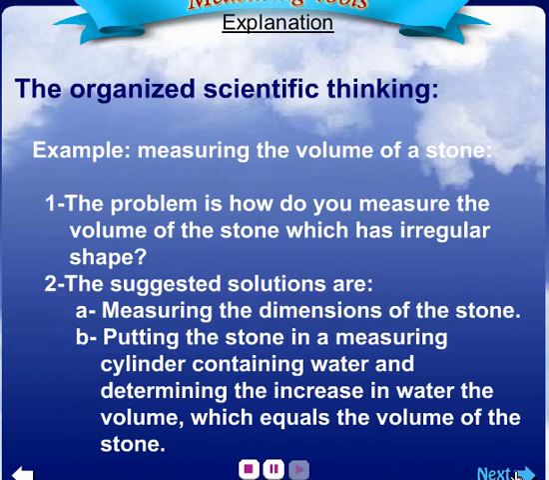Example, measuring the volume of a stone. 1. The problem is, how do you measure the volume of the stone which has irregular shape? 2. The suggested solutions are A. Measuring the dimensions of the stone. B. Putting the stone in a measuring cylinder containing water and determining the increase in water, the volume, which equals the volume of the stone.